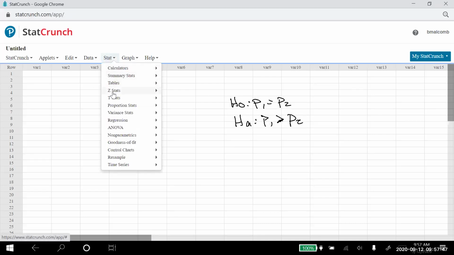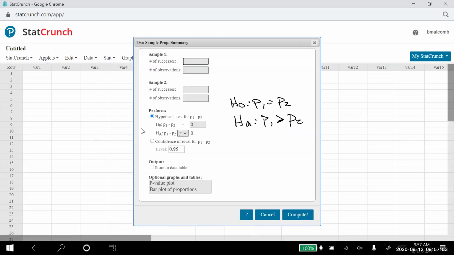Back to proportion stats. This time we have two samples, again with summary. All right, so the number of successes. That's why I wrote all this down: 14 out of 60 and 12 out of 90.